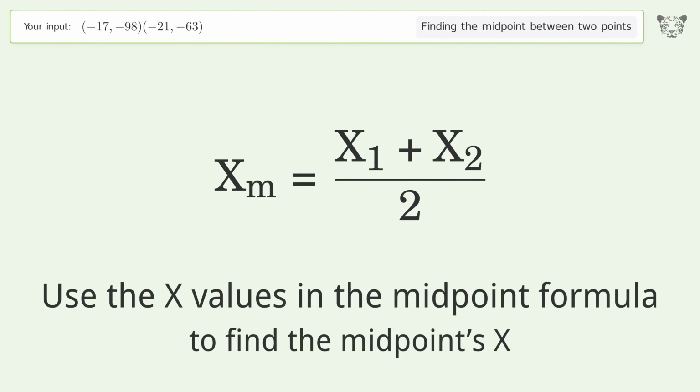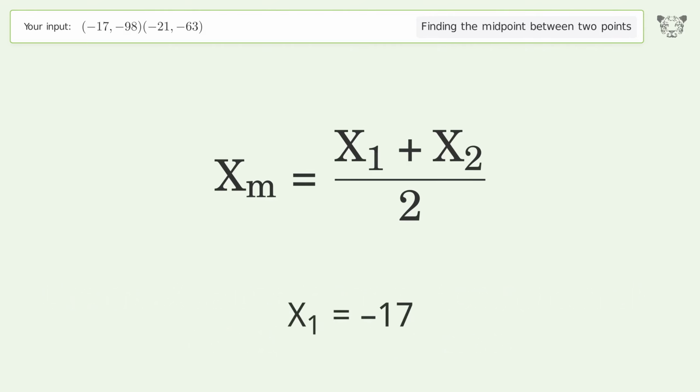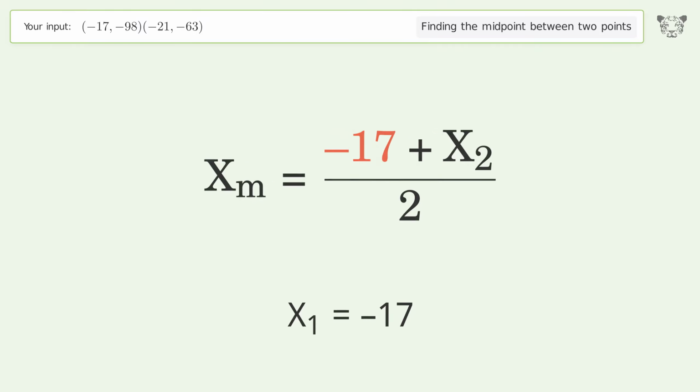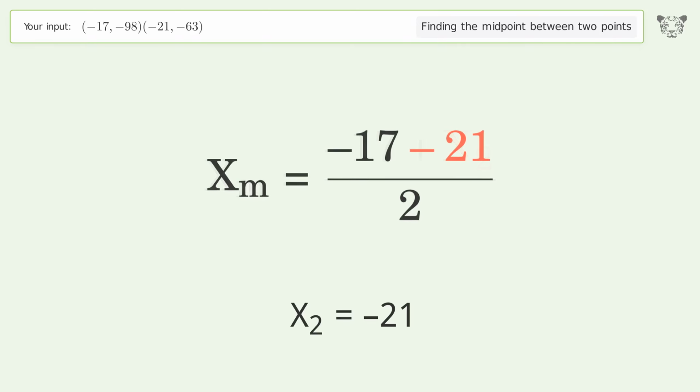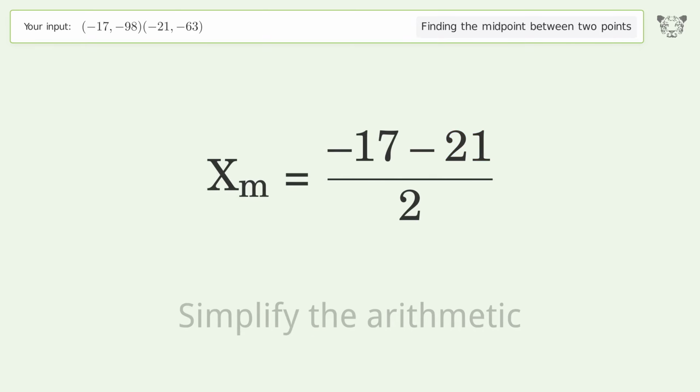Use the x values in the midpoint formula to find the midpoints x. x1 equals -17. x2 equals -21. Simplify the arithmetic.